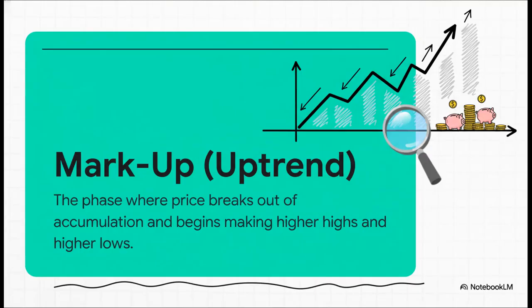Once they've accumulated enough, the markup phase begins. This is when price finally breaks out of that range and starts a real uptrend, creating that clear structure of higher highs and higher lows. And all throughout this move up, smart money is strategically adding to their positions, basically fueling the fire.